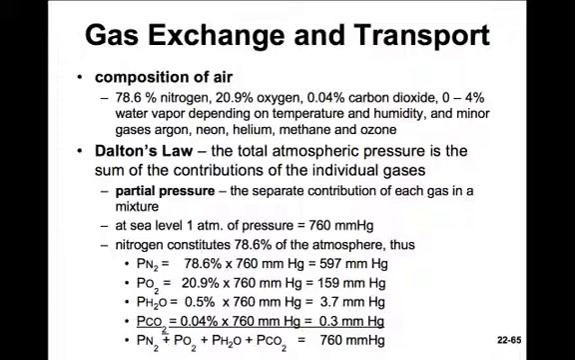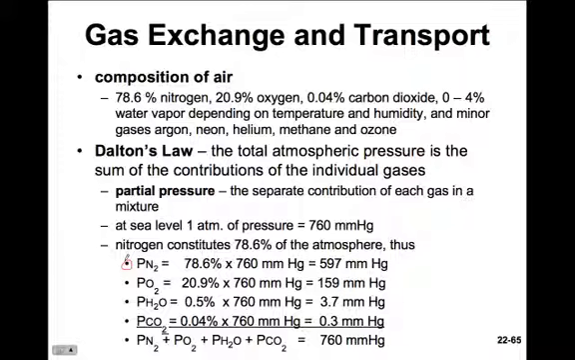Dalton's law states that the total atmospheric pressure is the sum of the contributions of each of the individual gases. Each individual gas has a partial pressure to the whole atmospheric pressure, a separate contribution. Remember that we've said at sea level, the pressure is 760 millimeters of mercury, and that's what we define as 1 atmosphere. So the partial pressure here, when we look at nitrogen, is 78.6%.